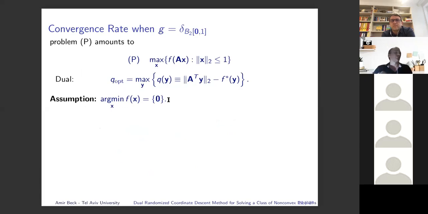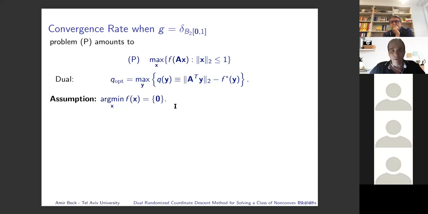Okay, the next question is whether we can show some kind of convergence right now. Of course, the problem is non-convex, so you cannot prove convergence to the global optimal solution. But what we do want to show is convergence of some kind of an optimality measure, at least of the dual problem. We were able to do it only in the case where G is the indicator of the L2 unit ball. So the problem P, F of AX minus GX, reduces to maximization of F of AX over the L2 unit ball. And the Toland dual problem is the following problem.